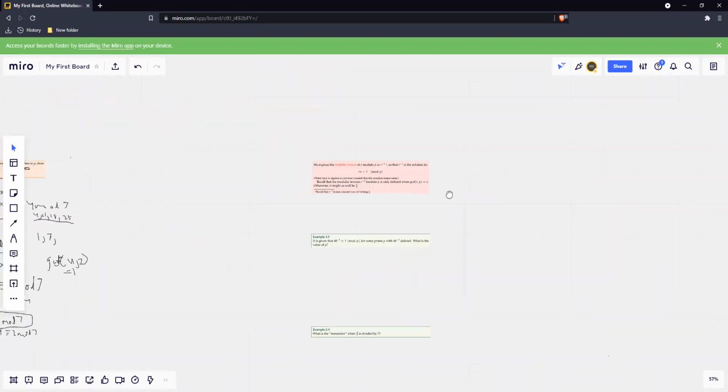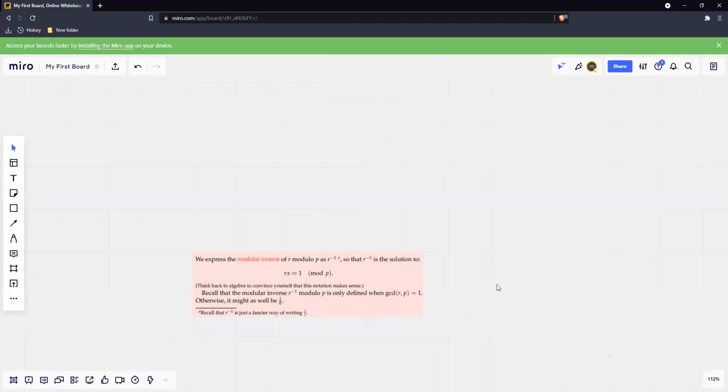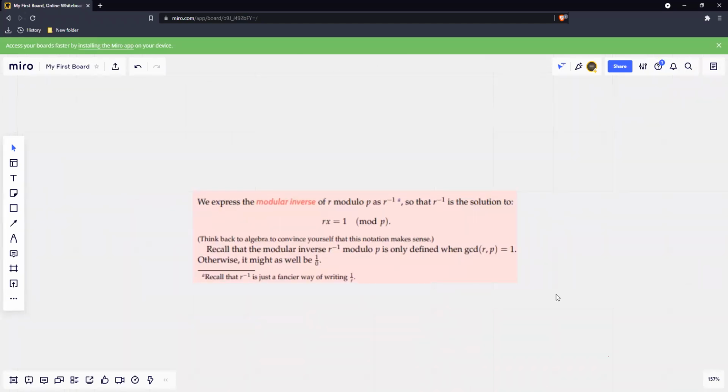Okay, we have another text box here. Now we are going to talk about modular inversion. Yeah, this is kind of hard as well for me when I started learning number theory. So basically we express the modular inverse of r modulo p as r to the power of -1. For now, r to the power of -1 is a solution to rx is congruent to 1 modulo p.